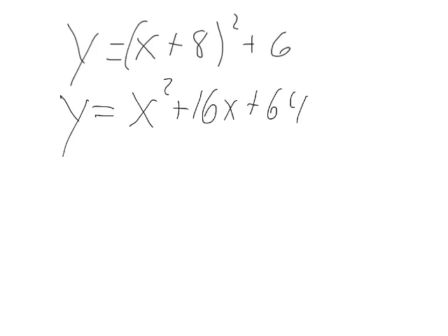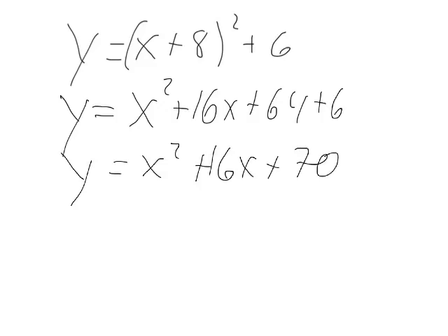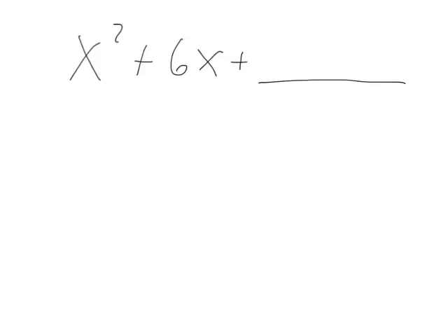But we can't forget that we still have this. So I need to add the 6 to the end. By combining like terms, I'd end up with y equals x squared plus 16x plus 70. And that would be the standard form of this quadratic equation. But the question is, how do I start with this and get back to this easily? Well, the answer lies in completing the square. So let's review that for a second.